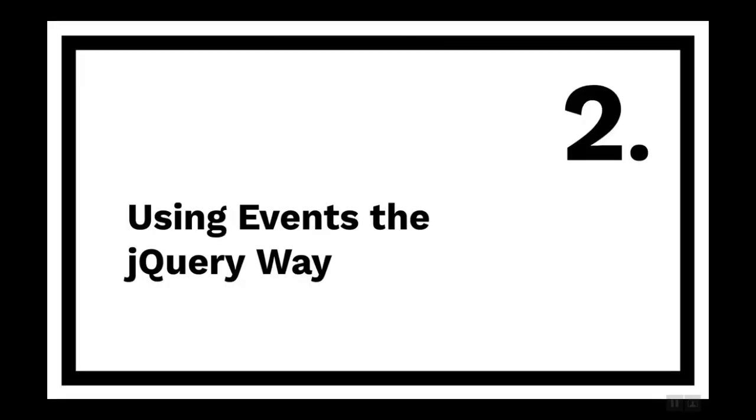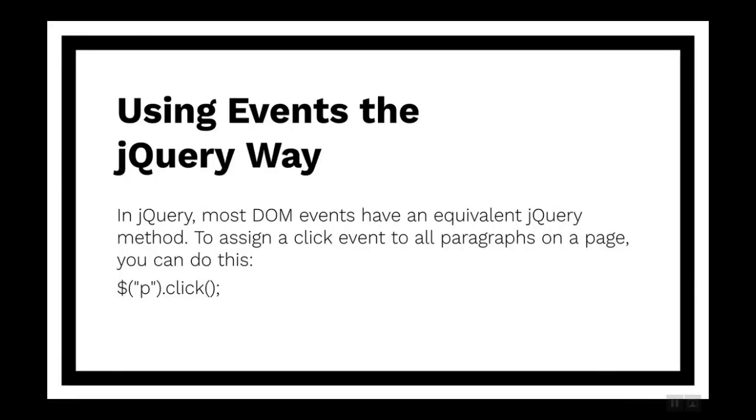Using events in jQuery is somewhat similar to what we have been doing in JavaScript. So consider this example for a while. We have a paragraph tag that has been selected, and we have attached a click event to all the paragraphs on the page. That means whenever the user clicks on any of the paragraphs on the page, a click event will be raised.